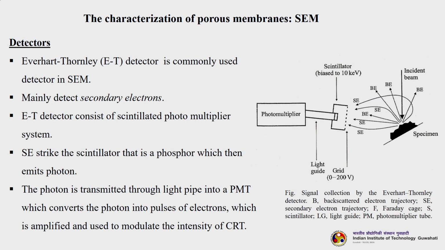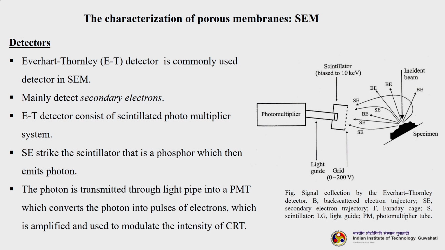Now, let us understand the different types of detectors. Detectors play a very important role in an electron microscope, because ultimately this is the instrument which is detecting whatever the incident ray coming out from the microscope and then converting it into the final image. The ET detector, which is called the Everhart-Thorney detector, is commonly used in SEM. It mainly detects the secondary electrons.